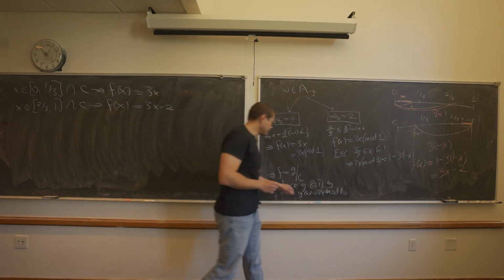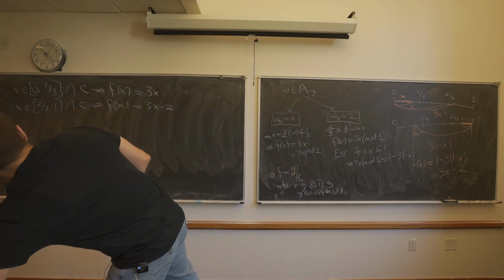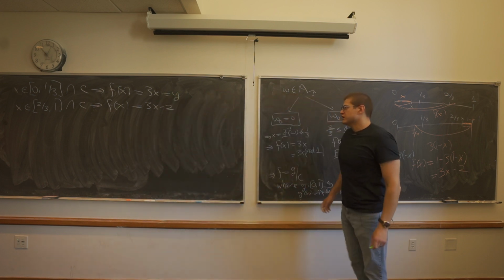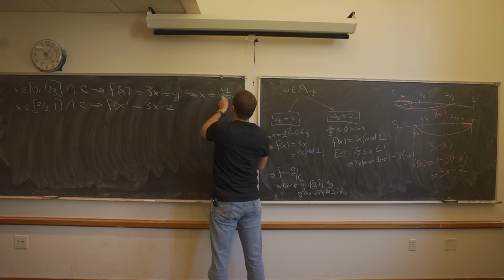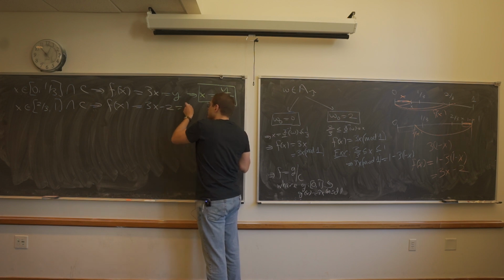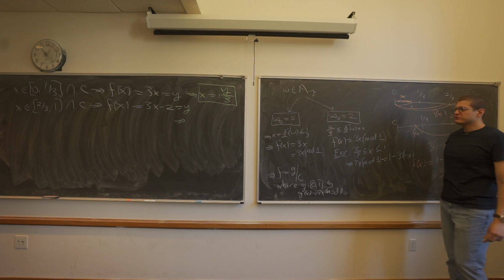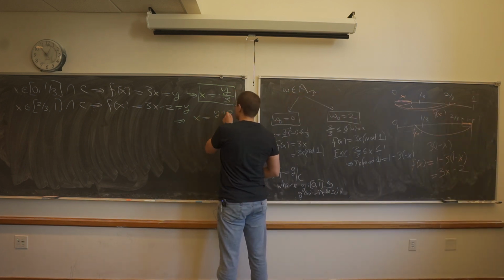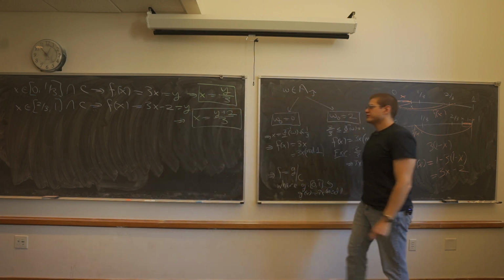Let's try to invert these values. You're going to see why in a second. If I were to say this is equal to y, then of course x equals y over 3. If I were to try to invert this guy, what is x? x equals (y plus 2) over 3. Are these functions familiar?